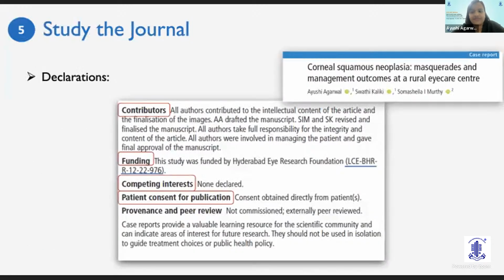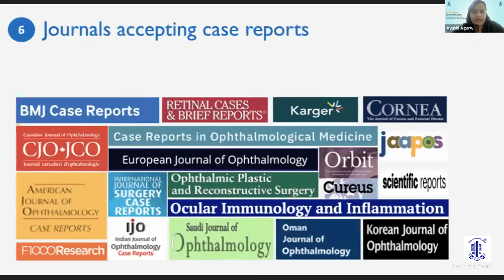Always declare your conflicts of interest or any financial disclosure or any source of funding. Individuals who do not meet the authorship criteria but have contributed in some way or the other should be acknowledged. These are a few PubMed indexed journals that accept case reports.